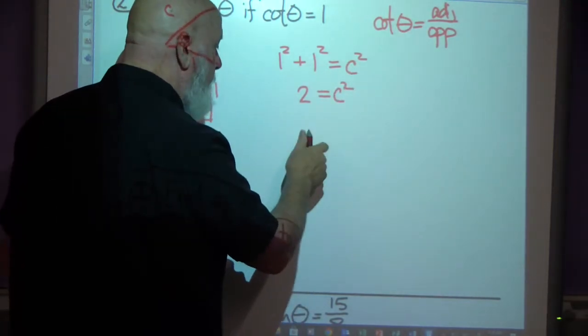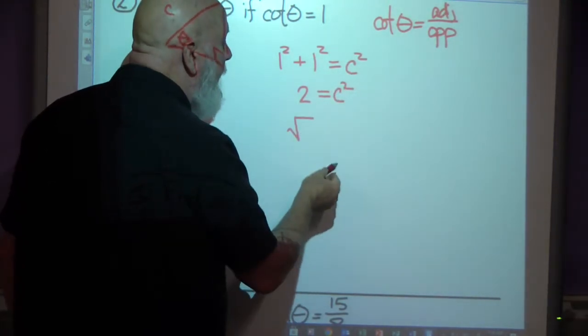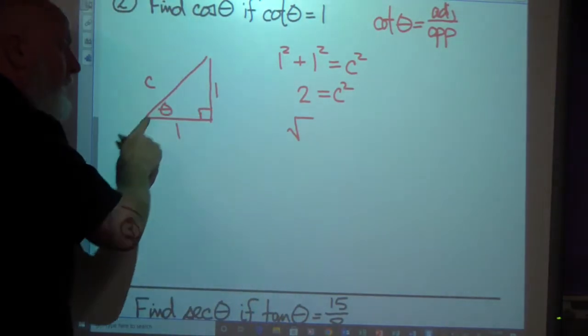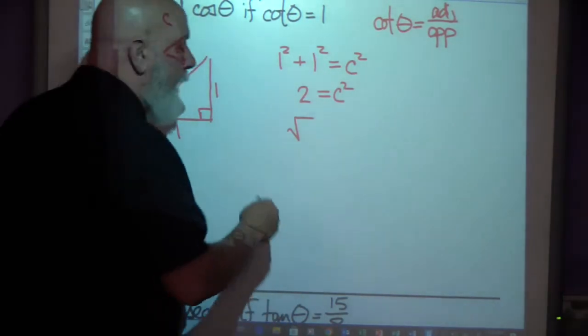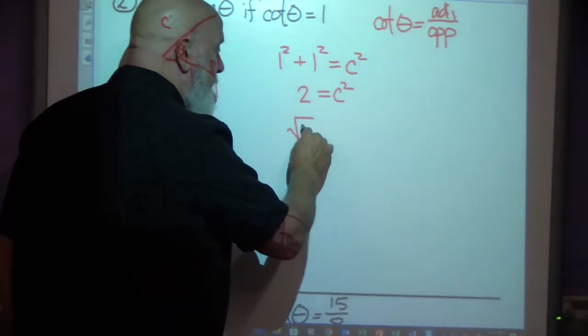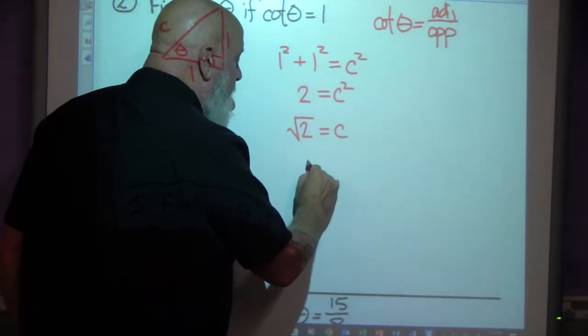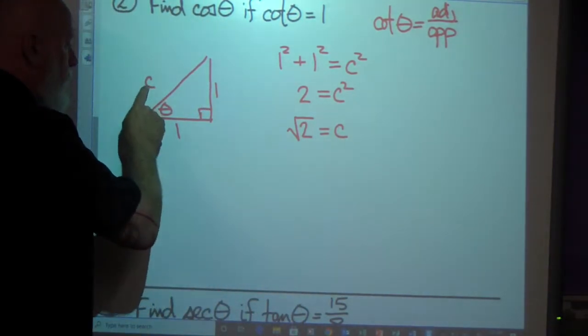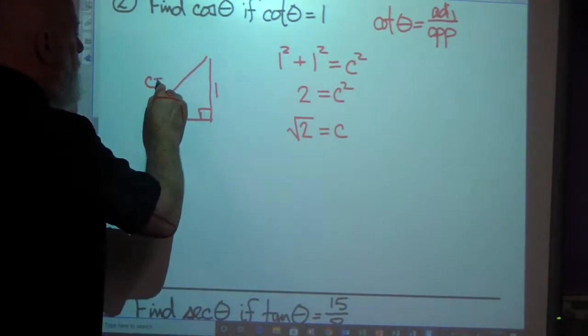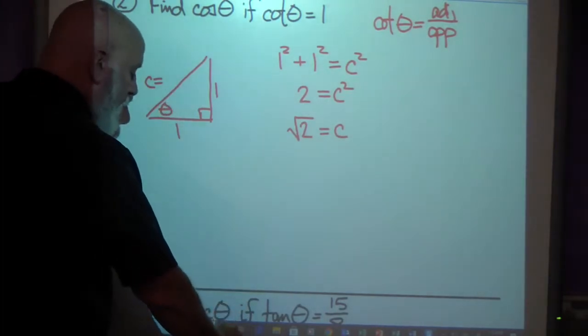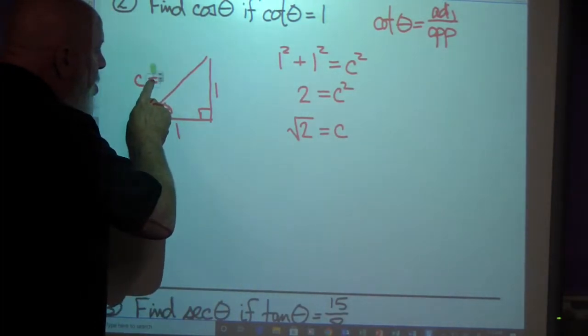I take the square root of both sides. I ignore the negative root because we're talking about the length of this side, so the negative root won't come into play because there's no such thing as negative distance. There's negative direction, but not negative distance. So c is radical 2. That's my hypotenuse. I got everything I need now.